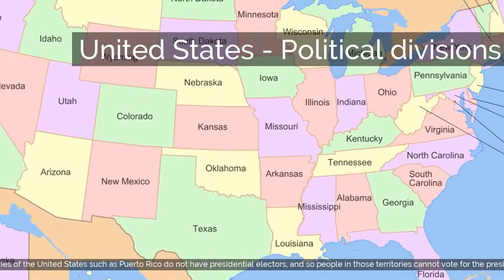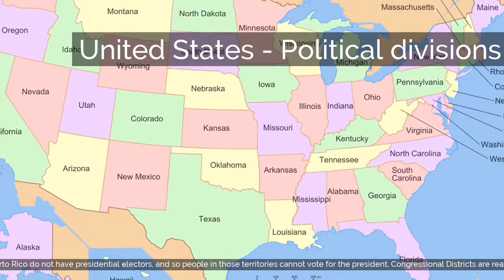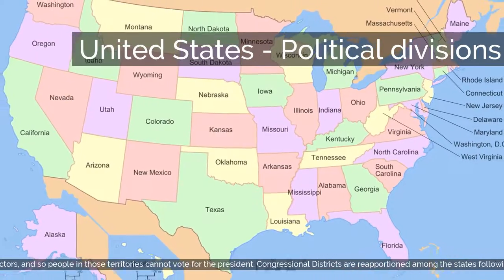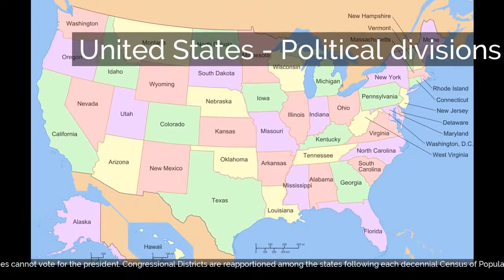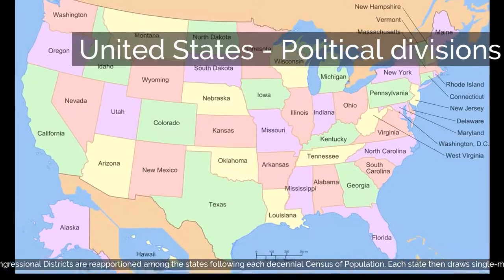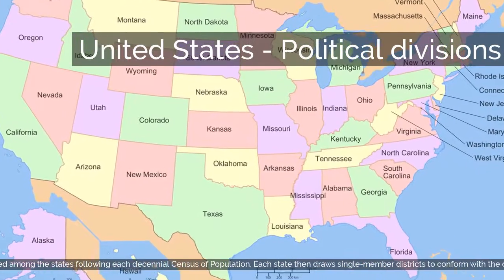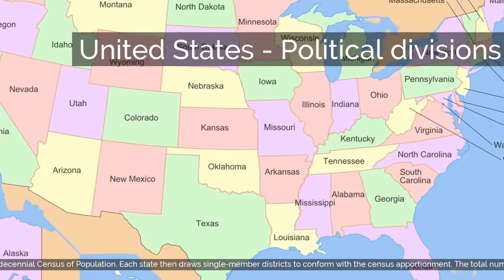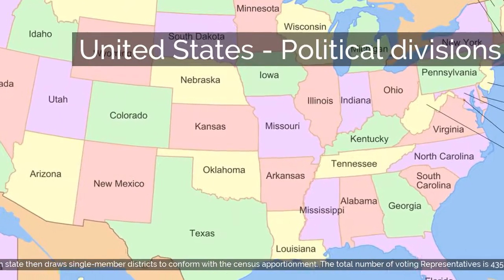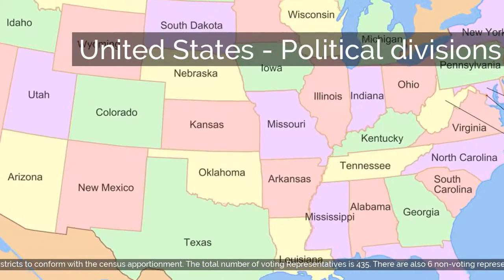Congressional districts are reapportioned among the states following each decennial census of population. Each state then draws single-member districts to conform with the census apportionment. The total number of voting representatives is 435. There are also 6 non-voting representatives who represent the District of Columbia and the 5 major U.S. territories.